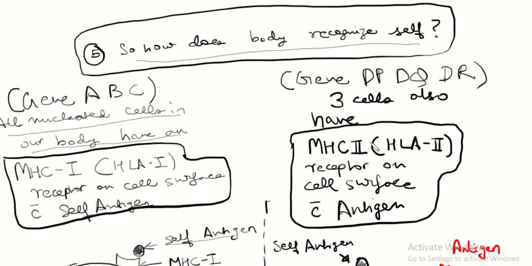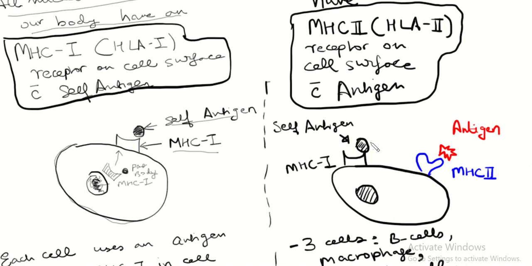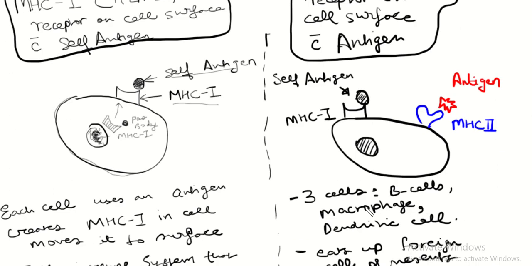They don't have granules. And so it's the macrophages and the dendritic cells. So these are three cells. They have another marker in addition to MHC1, and it's MHC2. So here are those three cells, B cell, macrophage, dendritic cell. They have their MHC1 and their self-antigen, same as this one, because they're nucleated. And then they have this MHC2 marker.